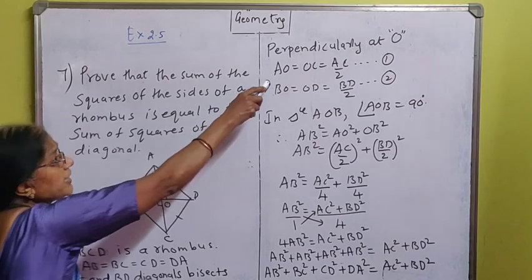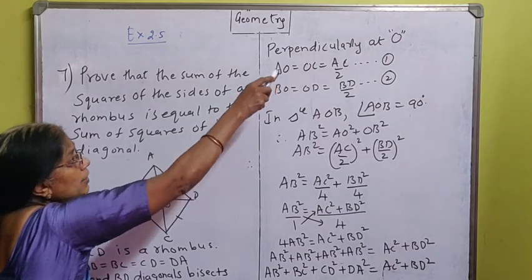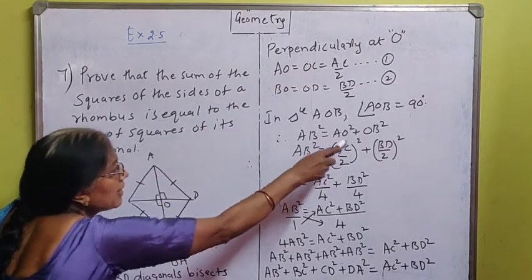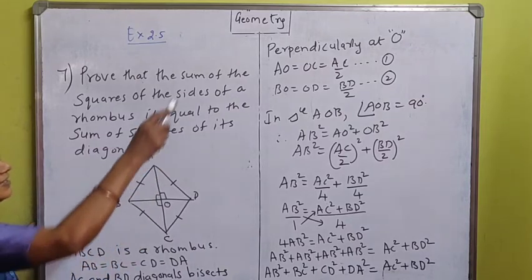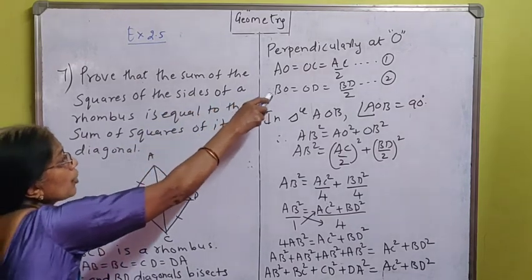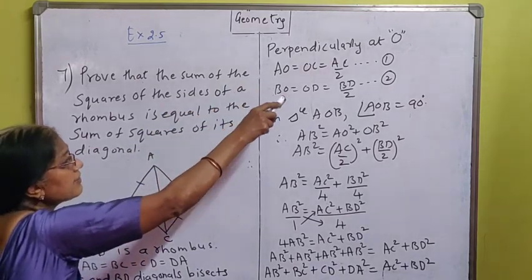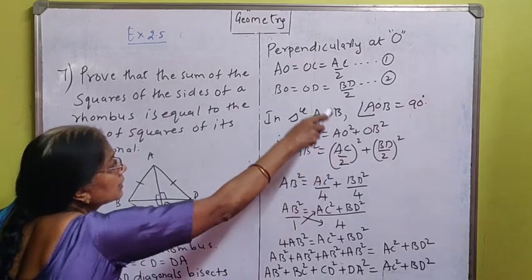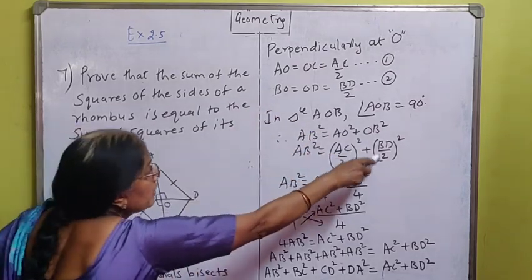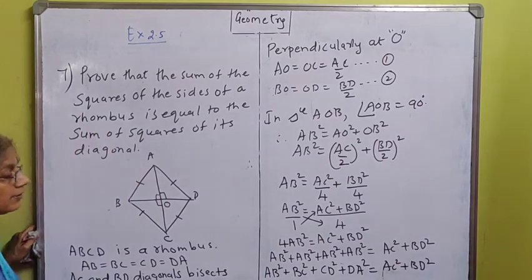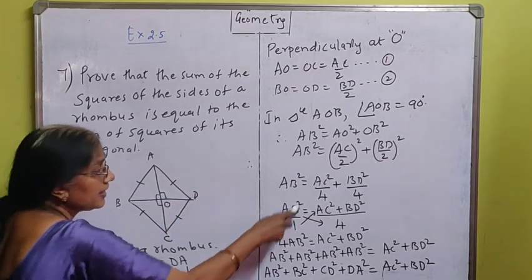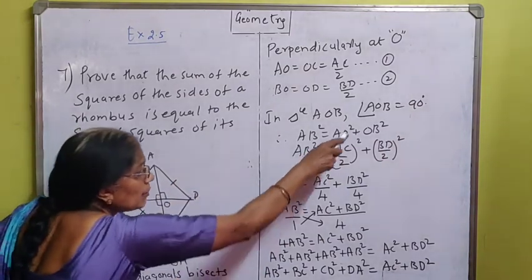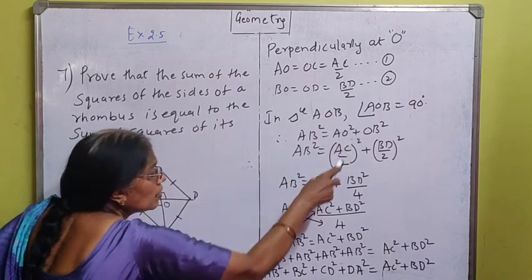See in equation 1, what is the AO value? AC by 2. So AO square will become AC by 2 the whole square. See in the second equation, what is BO or OB, it is one and the same. What is its value? BD by 2. So BO square will be BD by 2 the whole square. AB square will remain as it is. AC by 2 the whole square is AC square by 4.